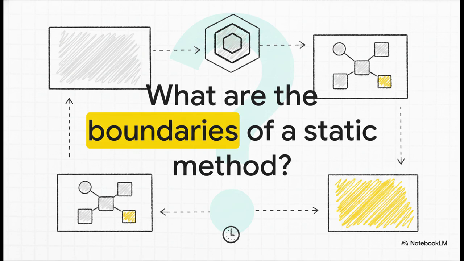But every powerful tool has boundaries. So what are the boundaries of a static method? To really get this, you have to remember one core logical constraint in Java. You simply cannot access what hasn't been created yet. Because static methods live at the class level, totally independent of objects, they operate in a very restricted world. Let's break down the 3 main rules.